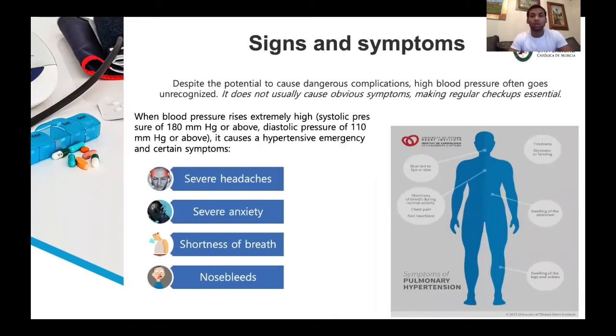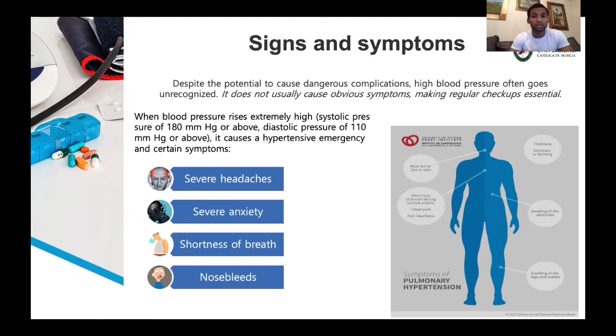Now we are going to look at the signs and symptoms of hypertension. Despite its potential to cause dangerous complications, high blood pressure often goes unrecognized because we don't exactly feel any symptoms when we get hypertension. So we don't tend to know that we have it unless we get checked by a doctor. It does not usually cause obvious symptoms, as I said, making regular checkups essential.